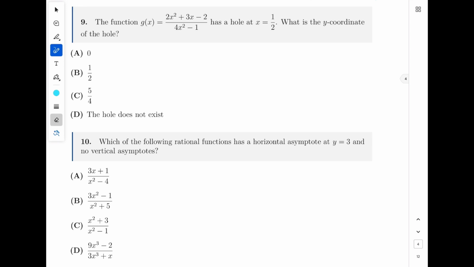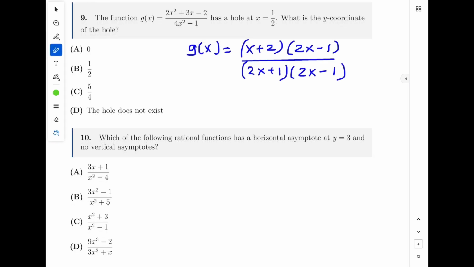Next up is question 9, have a try. As I previously mentioned, whenever you're dealing with holes and vertical asymptotes, you must factor the function. So over here, if we factor the numerator, I get (x plus 2)(2x minus 1). And if I factor the denominator, I get (2x plus 1)(2x minus 1). And rightly so, we have a hole at x equal to 1 by 2, as both the numerator and the denominator go to 0 when we plug it in right here.